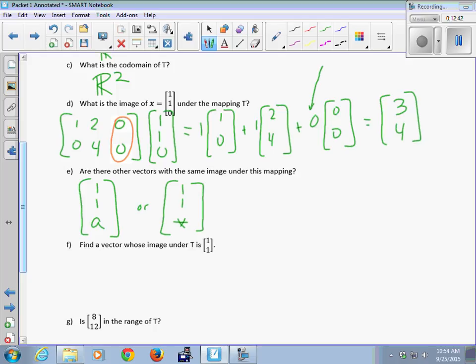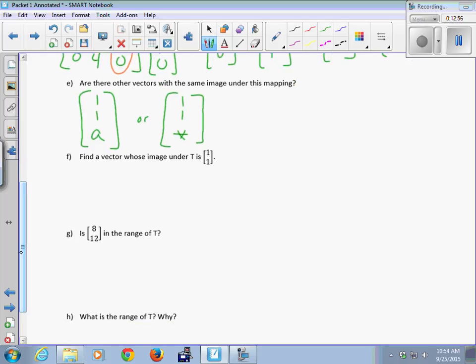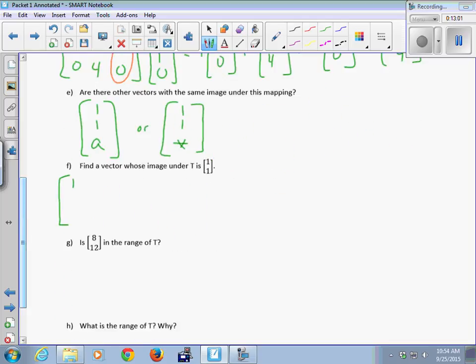Okay, now I'd like to find a vector whose image under T is 1, 1. So I want to find a 3-entry vector such that when I multiply by A, I get 1, 1. So let me just write out an equation that says what I'm looking for here. So A is 1, 0, 2, 4, 0, 0. I'm looking for a vector in R3, we'll call it x1, x2, x3. So when I multiply by that vector, I get 1, 1.